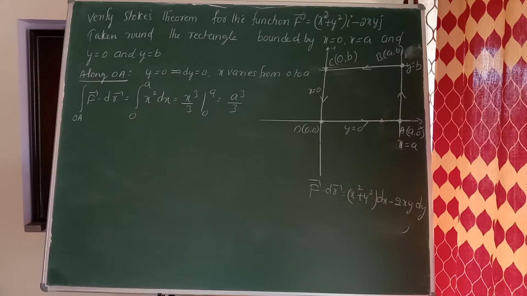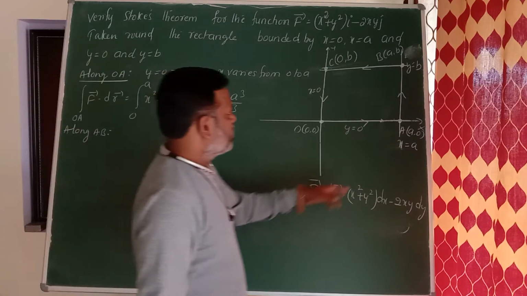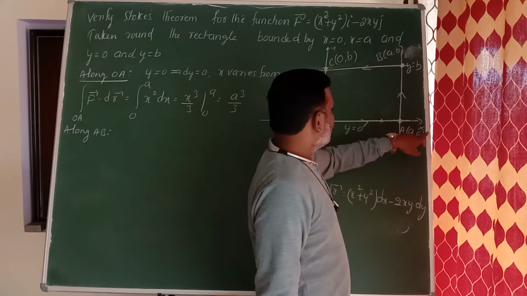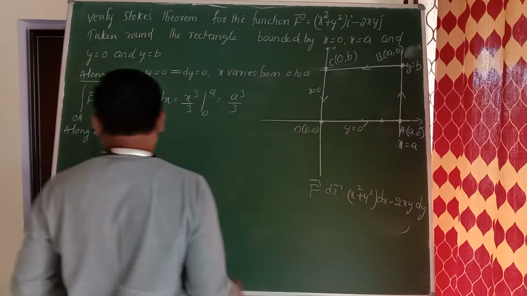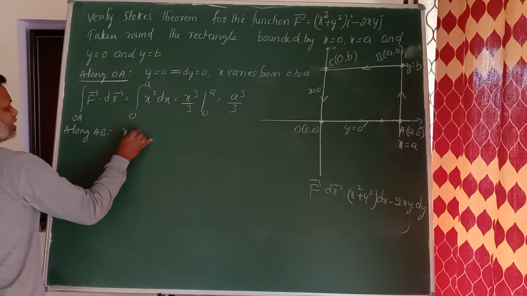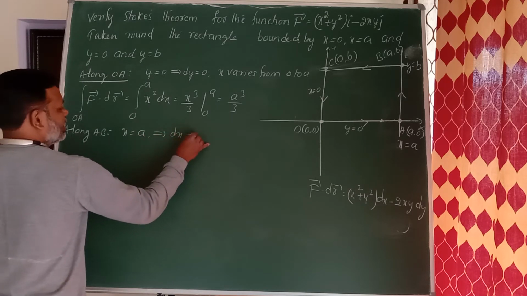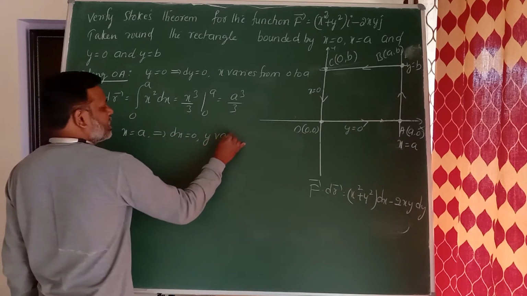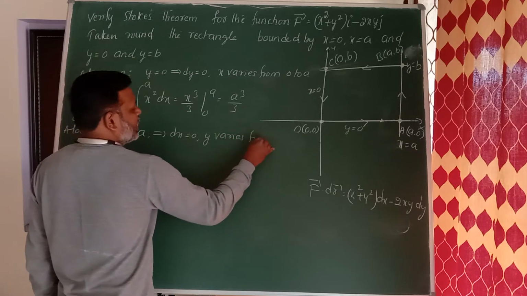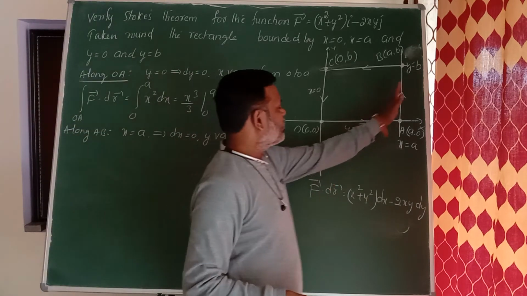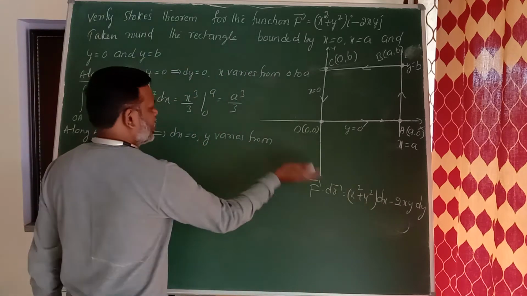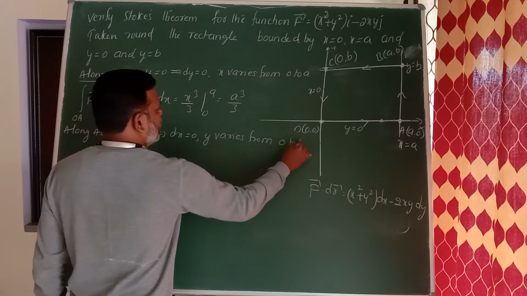Now let us find out along AB. Along AB, x is equal to a and y goes from 0 to b. This means along AB the condition is x is equal to a, that implies dx is equal to 0. So this is a line parallel to the y axis, and y varies from 0 to b. Am I right here?